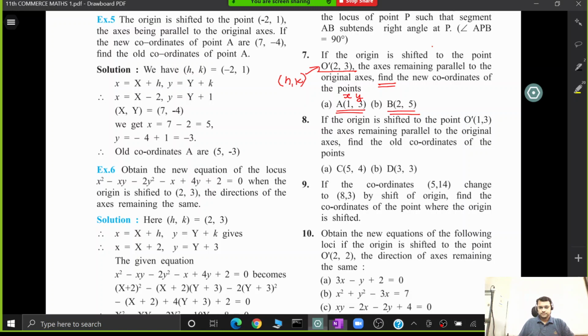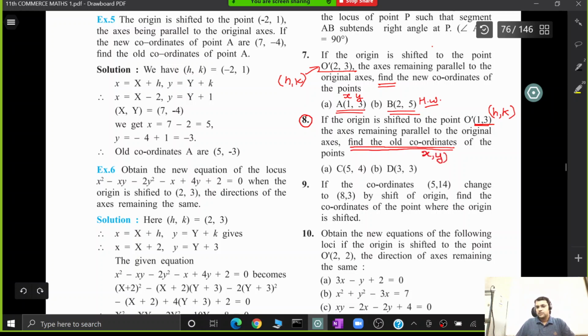Okay. Let us read question number 8. I want all of you to try this part for your homework. The origin is shifted to the point 1 comma 3. So now this becomes your h comma k as 1 comma 3. The axes remaining parallel, we have to find the old coordinates. When I have to find the old coordinates, it means I have to find the value of small x, y of the point C(5, 4). So it is the new coordinate which is capital X and capital Y.